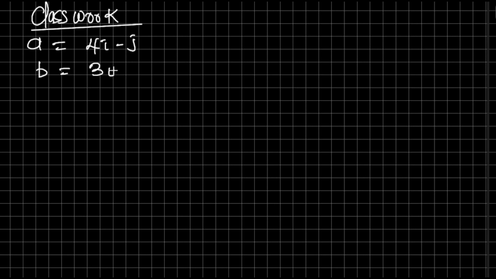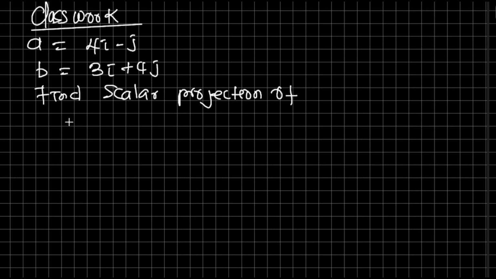Classwork. Given that A equals 4i minus j, B equals 3i plus 4j, find the scalar projection of A onto B, and of B onto A. Okay, so this is your classwork.